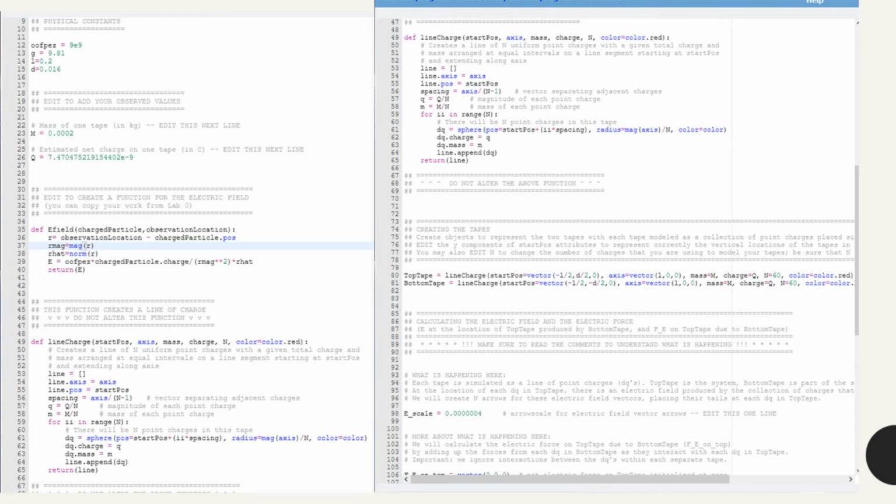And this is a screenshot of my GlowScript code for this lab. The main difference between this lab and the previous lab is that in this lab, instead of assuming that the tape is a point charge, we assume each segment to be a line charge, and we calculated the electric field using both x and y directions instead of just using the y direction.